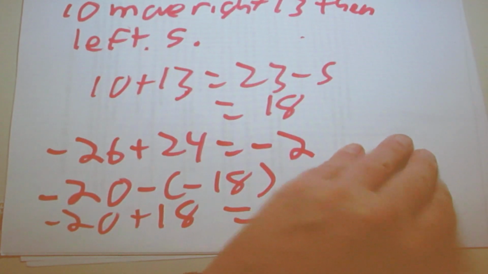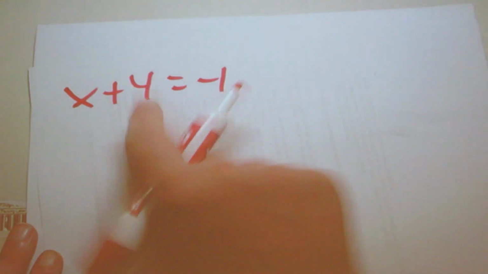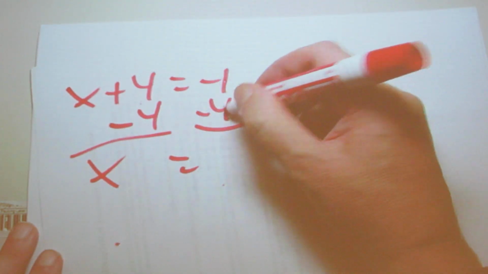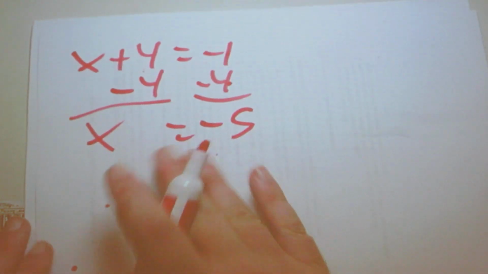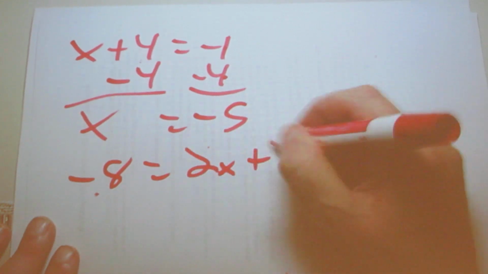And we're going to go back to solving some equations, some simple ones. So let's say that we have this time x plus 4 equals negative 1. Since we're adding here, we're going to subtract, so minus 4 minus 4. x equals negative 1 minus 4, which is negative 5.